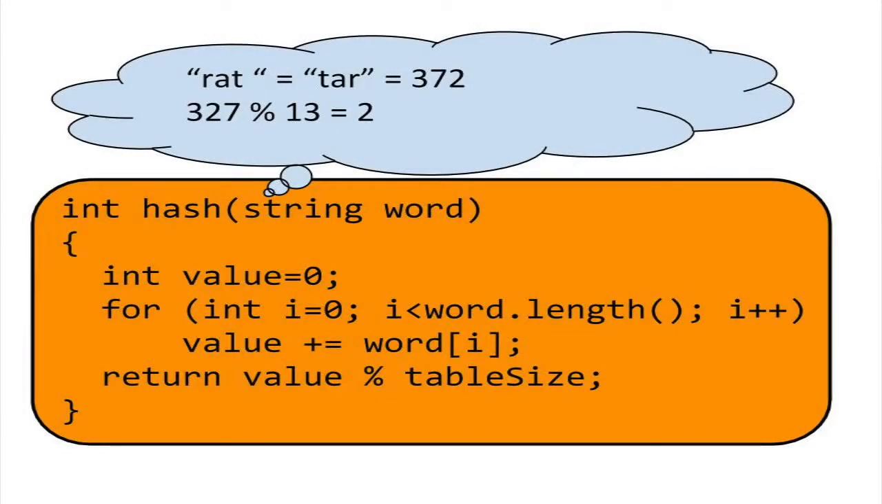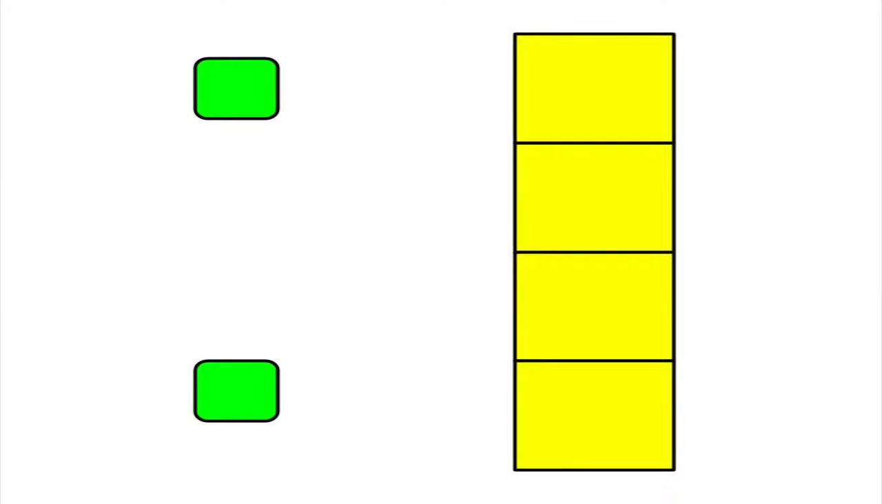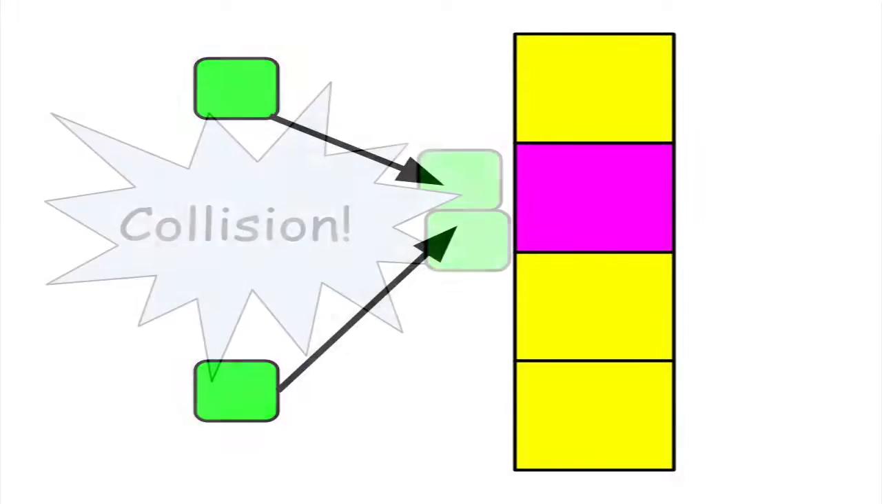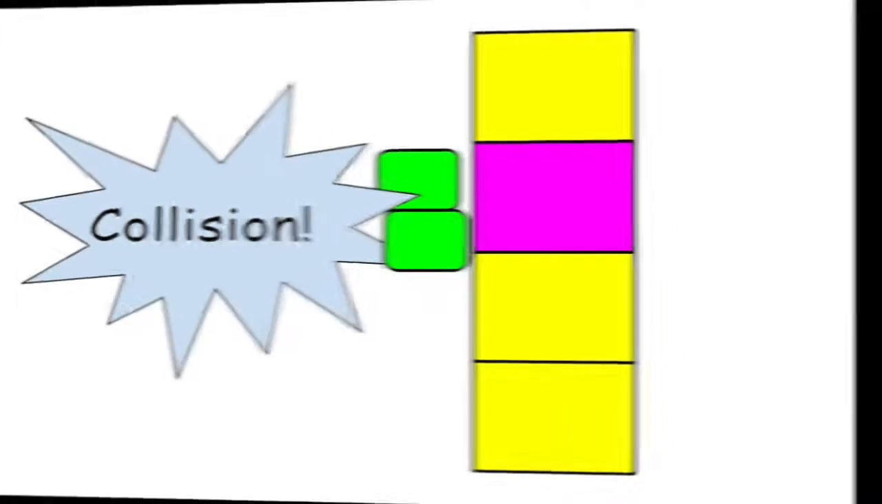Occasionally, different words will generate the same hash function result. For example, the keys tar and rat will both hash to the index 2 if there are 13 buckets total in the hash table. When two keys hash to the same index, we get a hash collision.